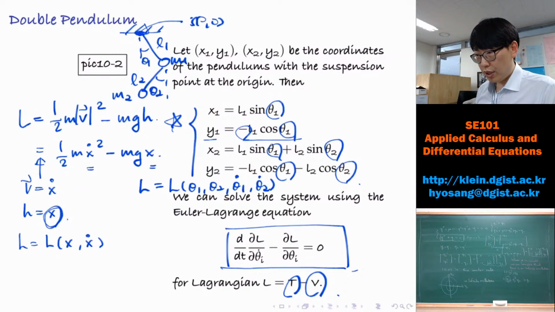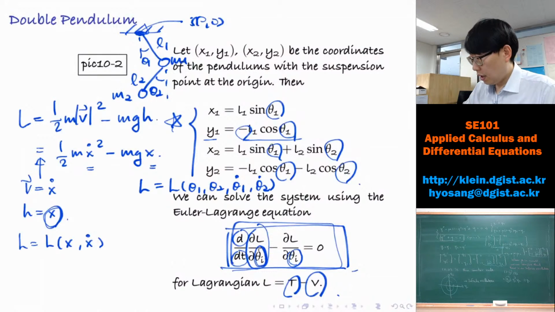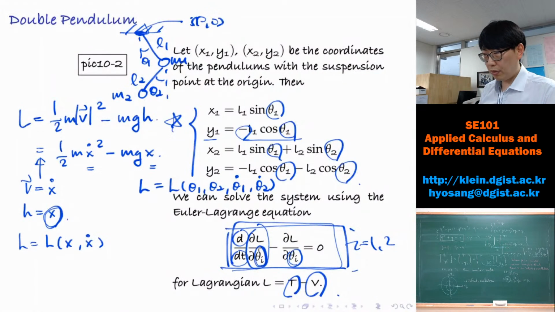And the Euler-Lagrange equation tells you that the derivative with respect to t of the partial derivative of the Lagrangian with respect to theta i dot, minus the partial derivative of the Lagrangian with respect to theta i, equals 0. And that's for i from 1 to 2. So there are two equations to solve simultaneously.